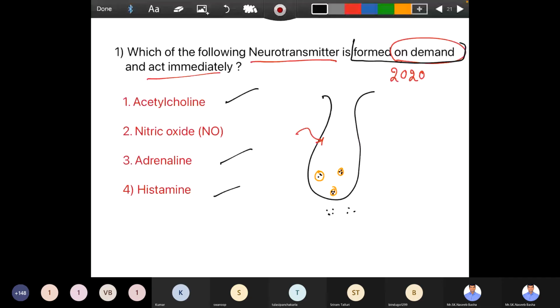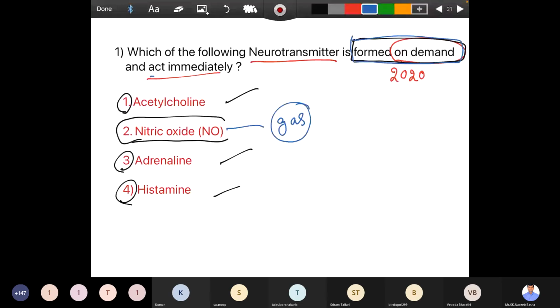Leave about this thing. Think about the molecules. What is the chemical form? See, nitric oxide is what? It is a gas. You cannot store gas in the body. It just forms, releases, shows action, and immediately gets metabolized. So that is the reason why it will be formed on demand and act immediately. You can see this. It will not get stored. So in order to answer this, you need to think logically, even though you don't know about nitric oxide.